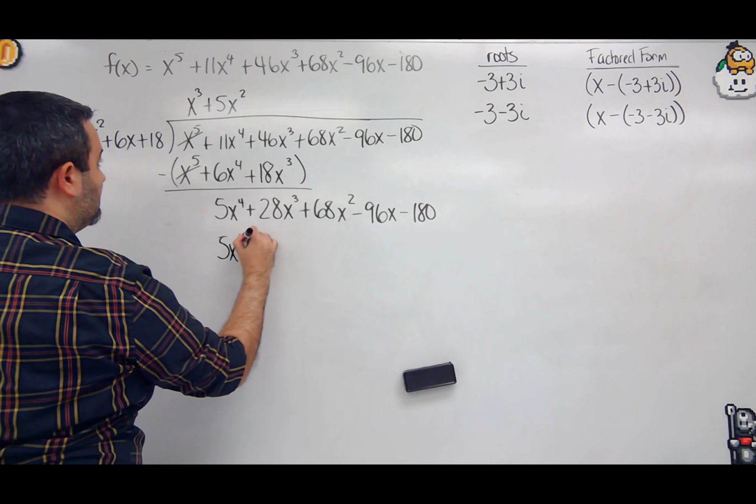So 28 minus 30, that's a negative 2x cubed. 68 minus 90, so that's going to be a negative 22x squared. And then a negative 96. Keep going, so minus 2x, and that's negative 12x squared, and negative 36x.